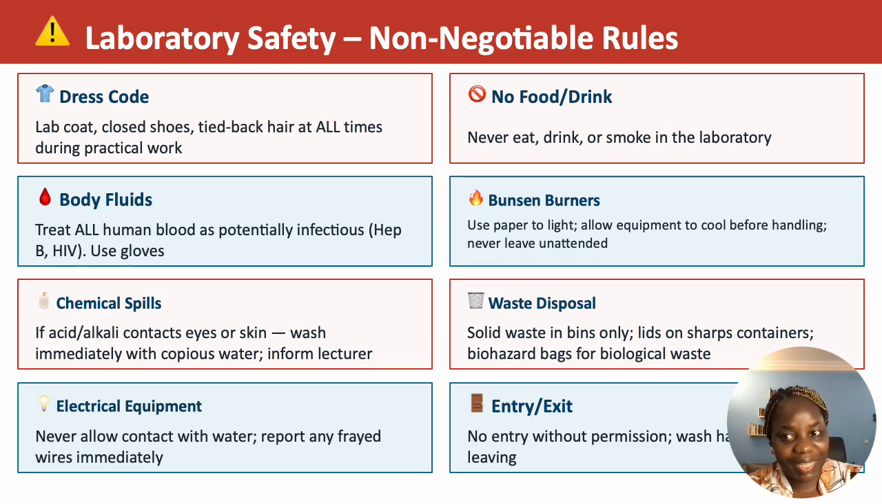Also, no food, no eating, no drinking in the lab, no smoking for sure. When we use the Bunsen burner, use paper to light it. Allow equipment to cool before handling. Never leave it unattended. For waste disposal at the end, solid waste goes in bins only. Lids on sharps containers. All the sharps containers holding syringes and blood collection material have a biohazard bag or biohazard sign on them. So make sure to dispose of it in the right type of container.